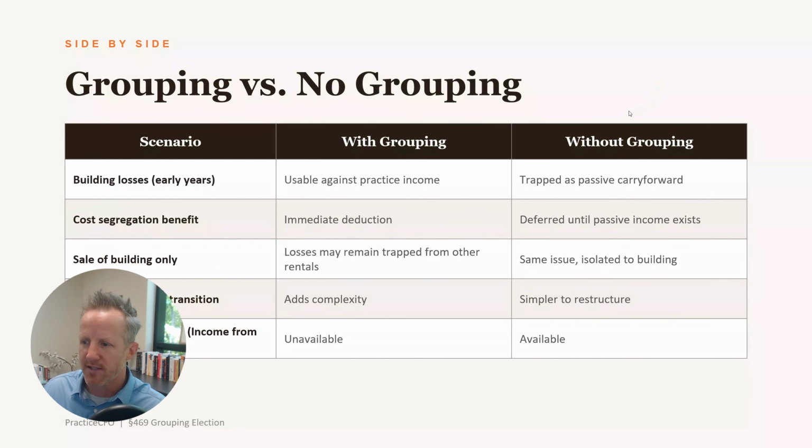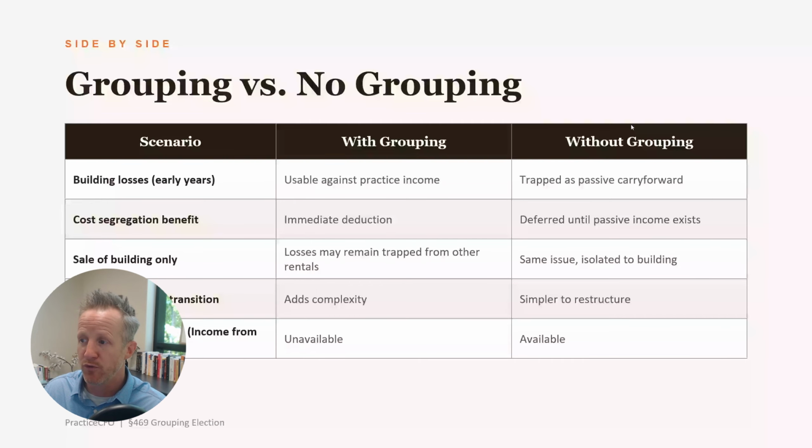Okay, scenario, cost segregation benefit. With grouping, you get immediate deduction. Without grouping, you have to defer that deduction. Scenario, sale of building only. You keep the practice and you sell the building.